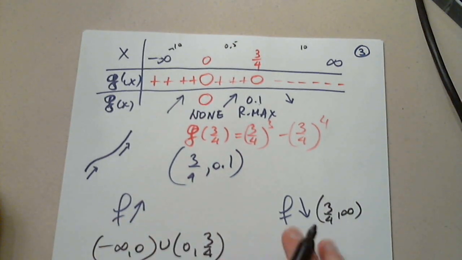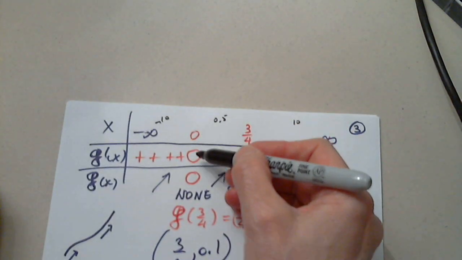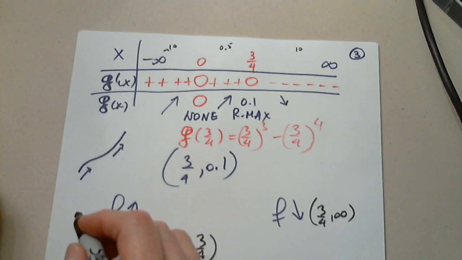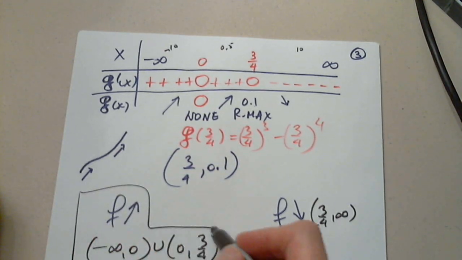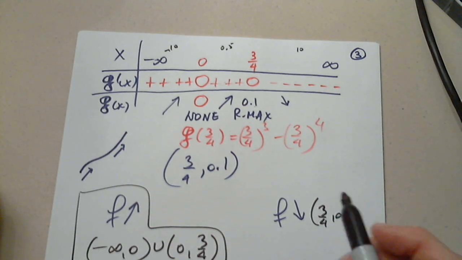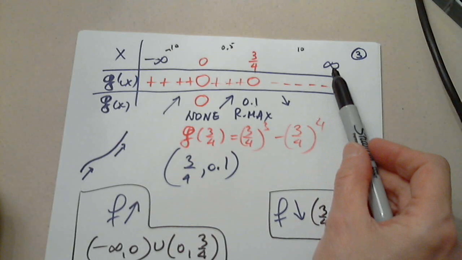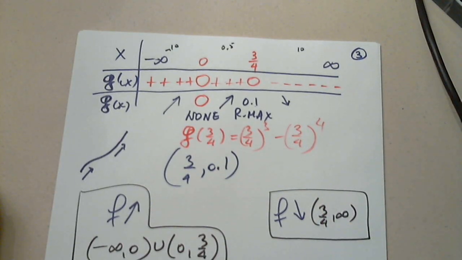At a particular value, the function is neither increasing nor decreasing. So the function is increasing on -infinity to 0 union 0 to 3/4, and the function is decreasing on the interval 3/4 to infinity. Good. That's all I needed.